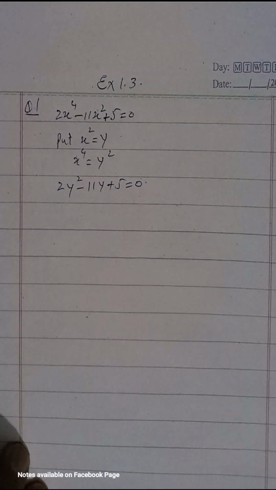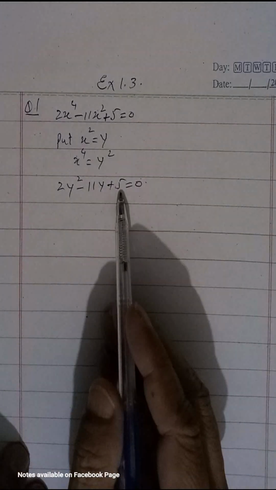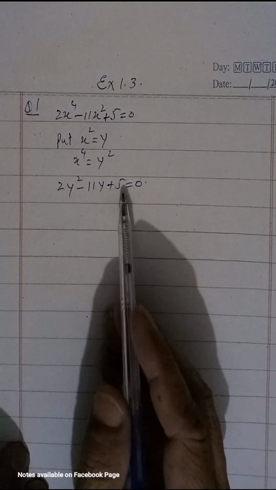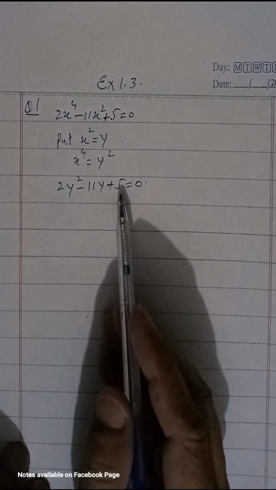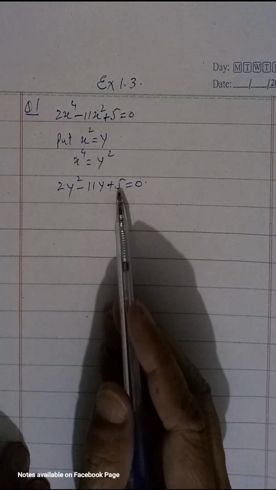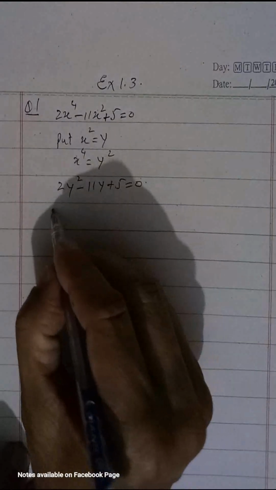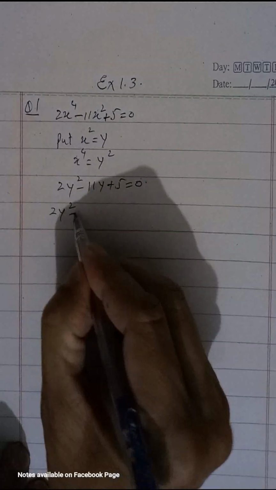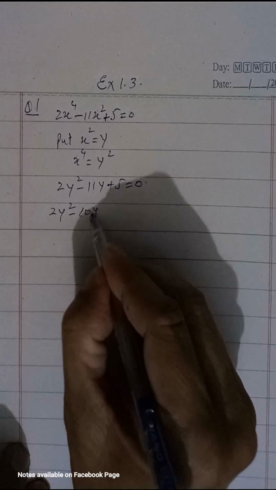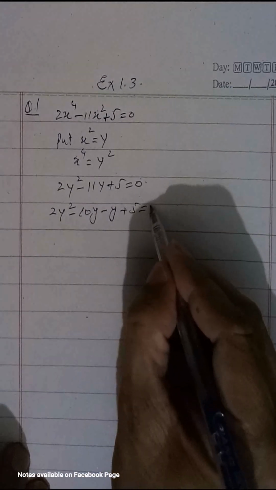Now we solve this equation. 2 fives are 10. We multiply the two numbers and do mid-term breaking. Find the two values whose product is plus 10 and whose sum is minus 11, which gives 2y square minus 10y minus y plus 5 is equal to 0.